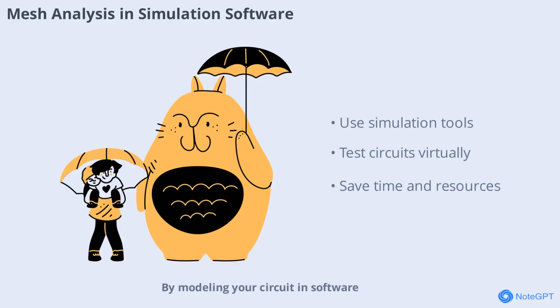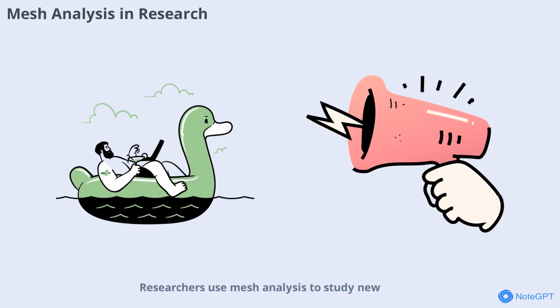By modeling your circuit in software, you can quickly test different configurations and see the results without building anything physically. This saves time and resources, making mesh analysis even more powerful in the digital age. Researchers use mesh analysis to study new circuit topologies and develop innovative electronic devices. By analyzing mesh currents, they can predict performance, identify potential issues, and refine their designs. Mesh analysis remains a cornerstone of circuit research and development.